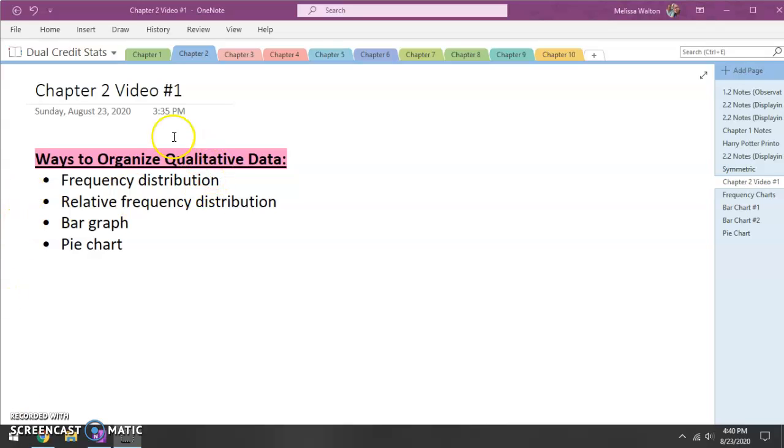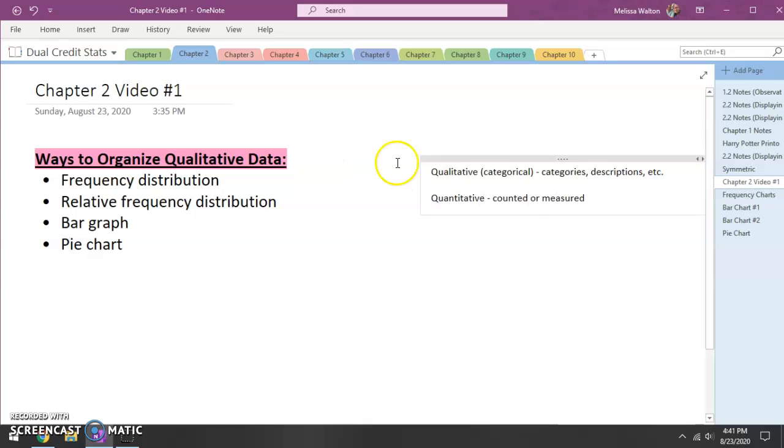So today we're going to talk about how we can organize qualitative data. How can we take data that is qualitative in nature and display it? Now, don't forget, qualitative, or categorical, data separates things into categories or descriptions, things that can't really be measured. Things like eye color, what type of car you drive, what emotion you're feeling at a certain time. Those are our qualitative variables. This is in stark contrast to quantitative data, which is either counted or measured. So we're going to focus on qualitative data today.